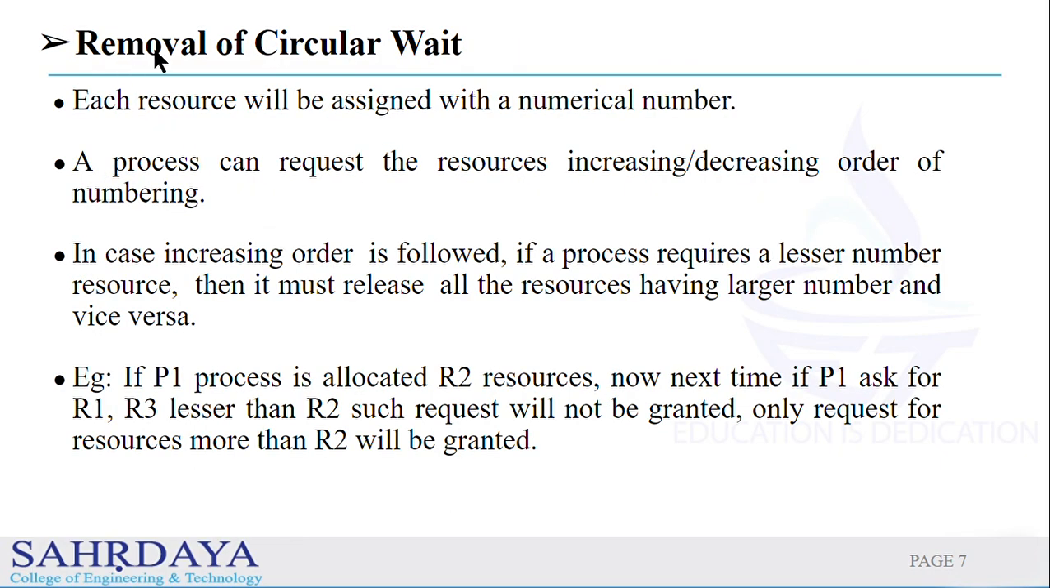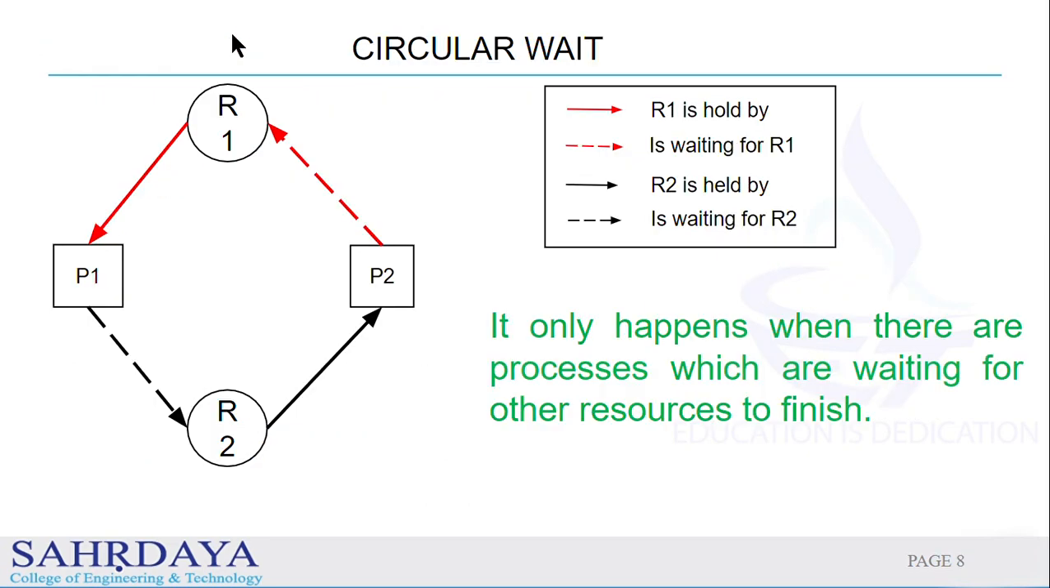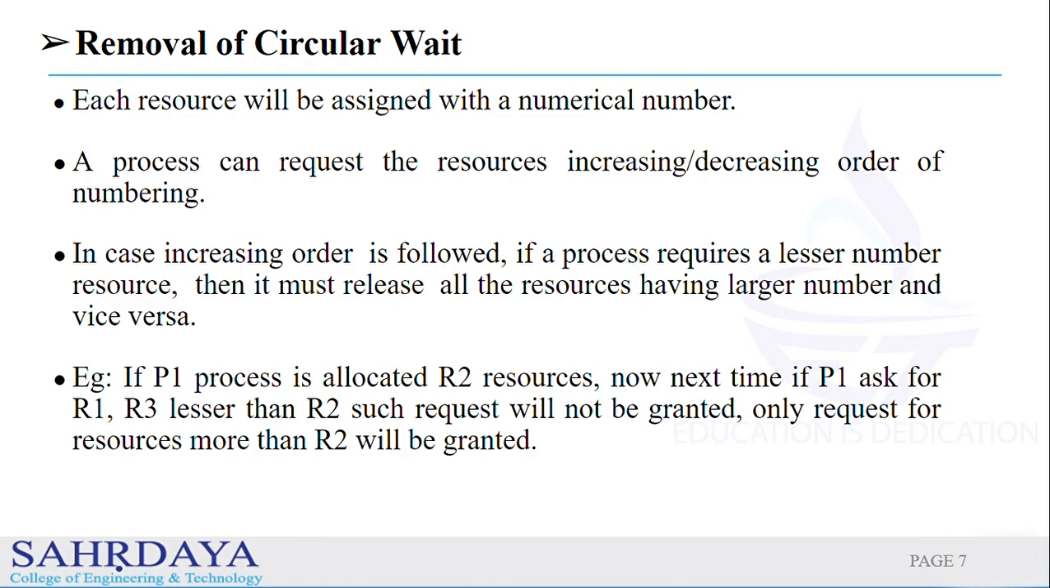Now the next one is removal of circular wait. What is circular wait? The processes are waiting in a circle like this. Suppose P1 is requesting R1, and R1 is held by P2, and P2 is requesting R2, and R2 is held by P1. This is circular wait. So you have to remove circular wait. How can circular wait be removed?